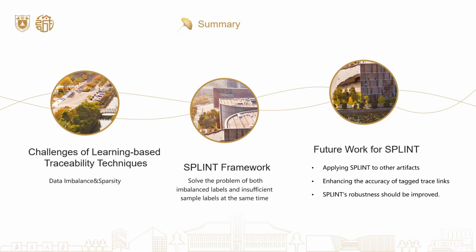Further research is needed on Splint's potential for recovering TraceLinks on other types of artifacts. Also, in industrial projects, we observed Splint hasn't been able to deliver satisfactory results. This is because a large part of the existing links, that means ground truths, include incorrectly tagged trace links due to human error. So the accuracy of tagged trace links and the robustness of Splint should be improved in future work.